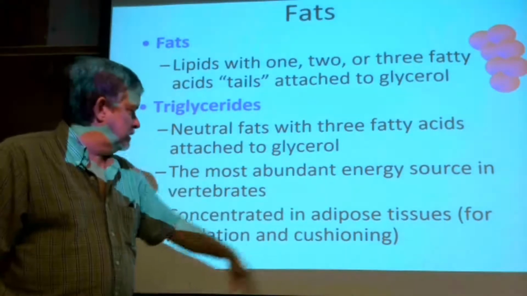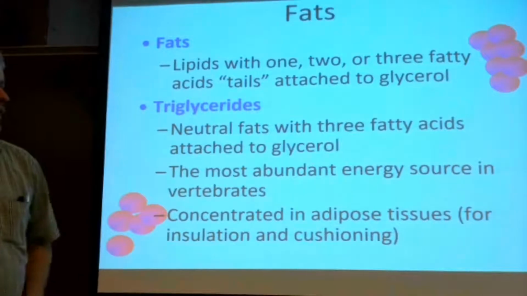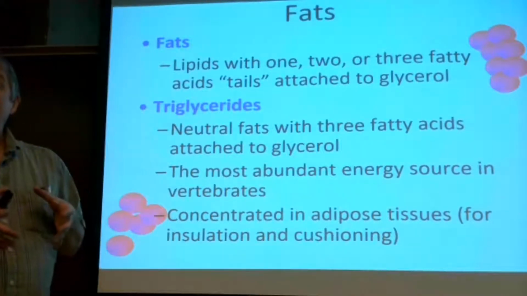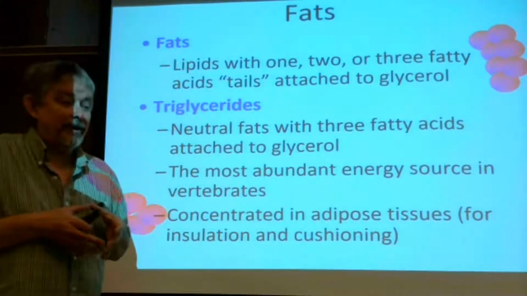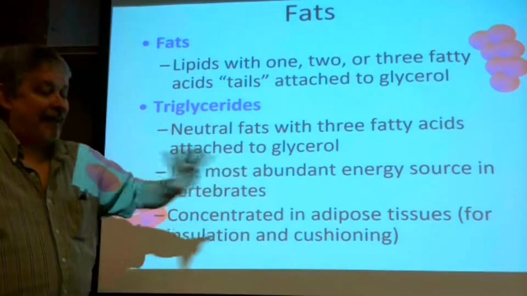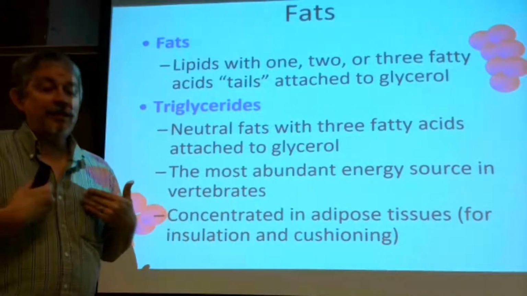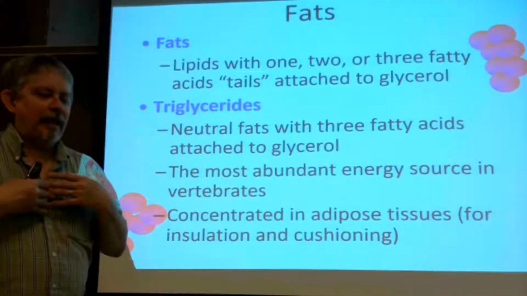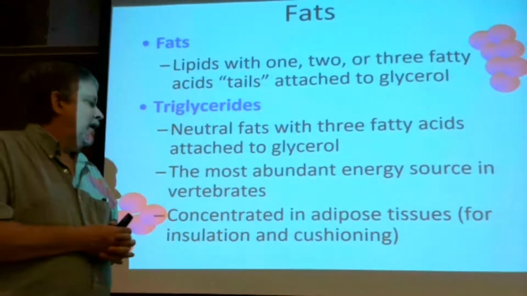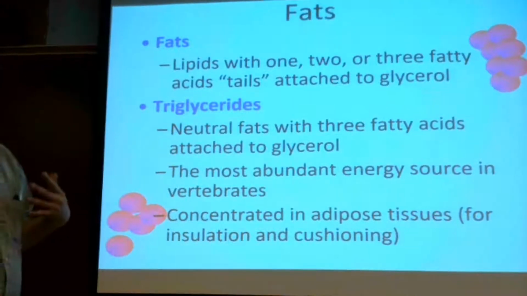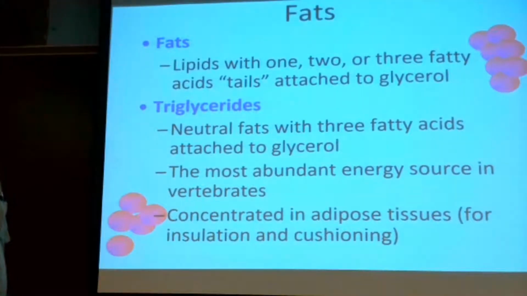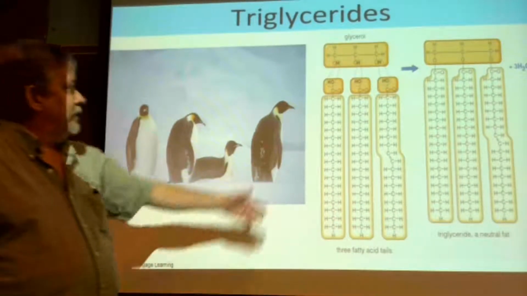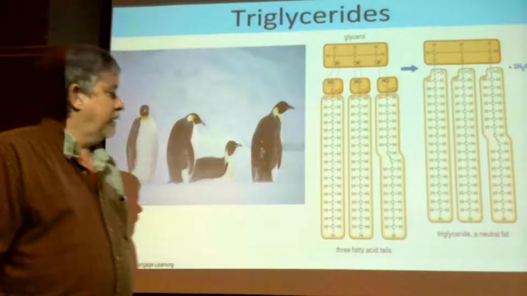Concentrated in adipose tissue for insulation and cushioning. Adipose tissue is just a connective tissue. It looks like a honeycomb type thing. And so what your body does is it stores the fat in those, so it knows where it is when it needs energy. It can go and break it apart. But also it stores it in that to add a layer of cushioning, and so it provides the softer parts of our body. So here is triglycerides. Here it is at the 3 fatty acid tail.